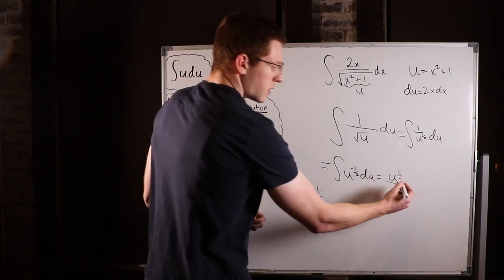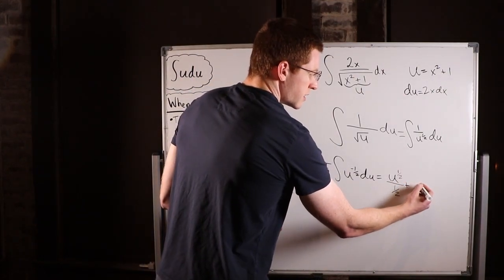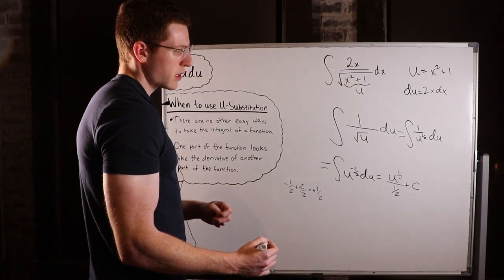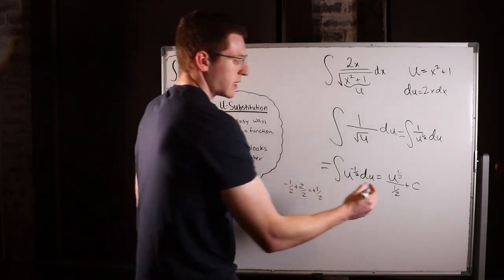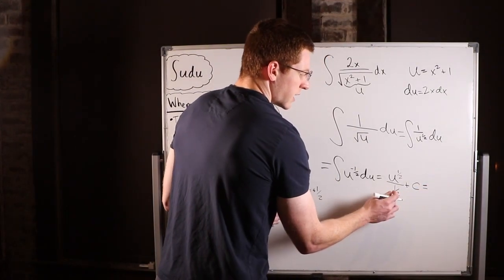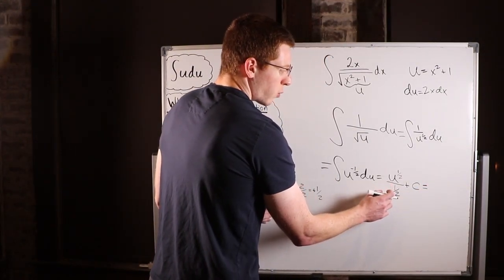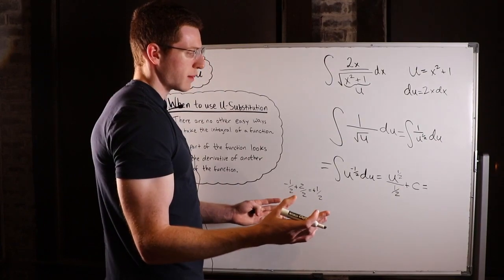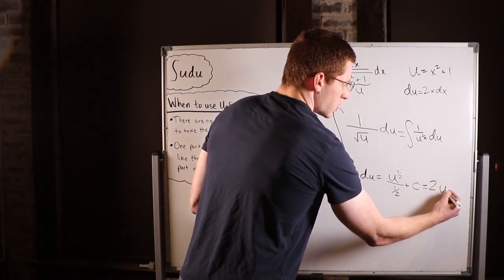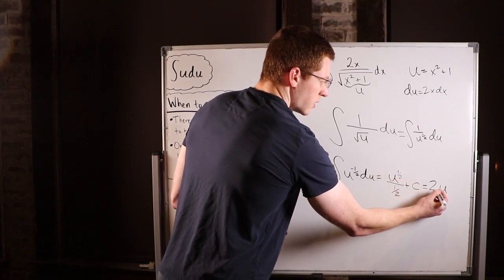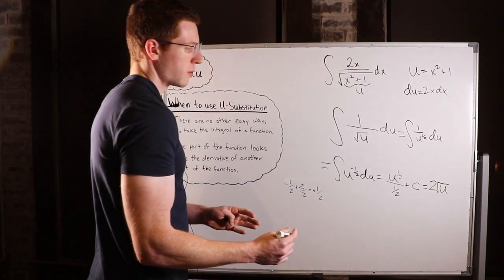And then plus c, right? So I can simplify this a little bit. I've got a fraction in the denominator. That's a little messy. So I can actually say when you divide something by 1/2, that's the same thing as multiplying it by 2. So this is really 2u to the 1/2, which is really 2 square root of u.